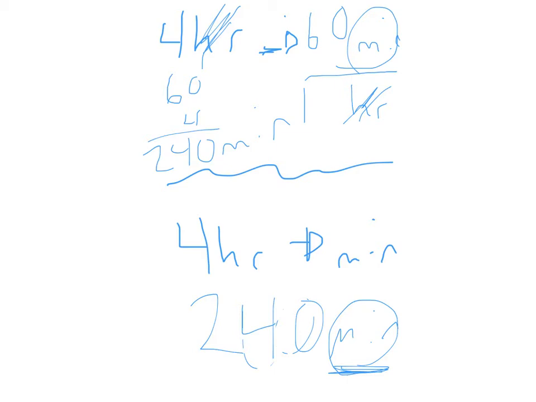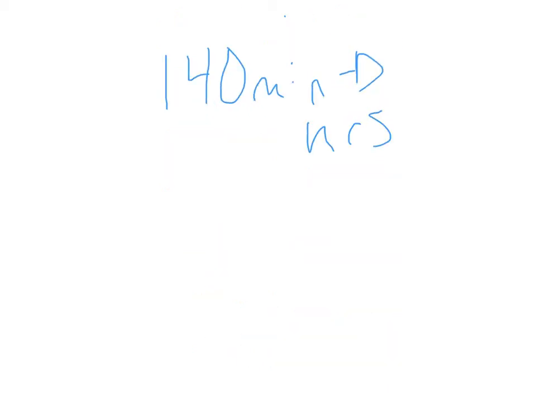Okay, let's try another one, and this one isn't going to be as smooth as the other one. We're going to go backwards on this one. We're going to do 140 minutes into hours. So we're going to do just like we did before. We're going to do 140 minutes, and then our conversion from hours to minutes, we want to put minutes on the bottom so it'll cross out. We'll put hours on the top, and that's an HRS.